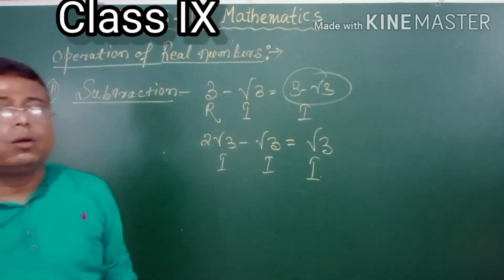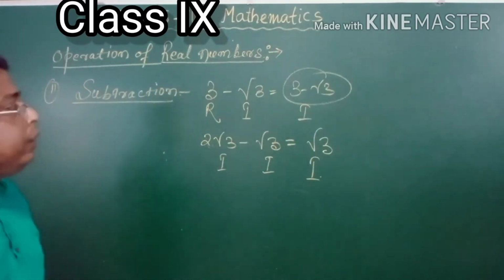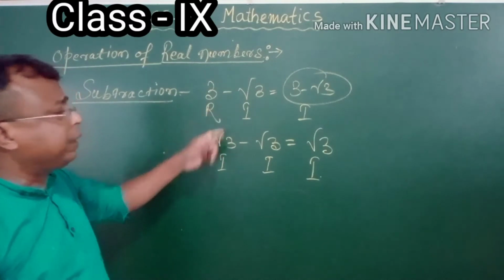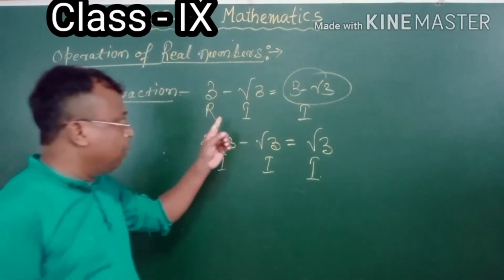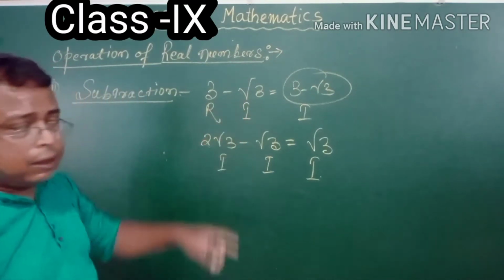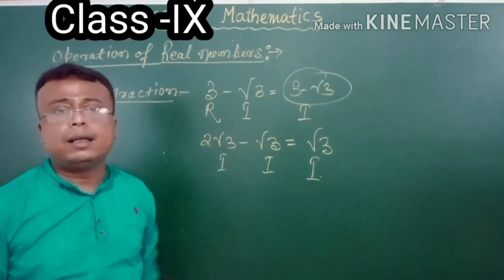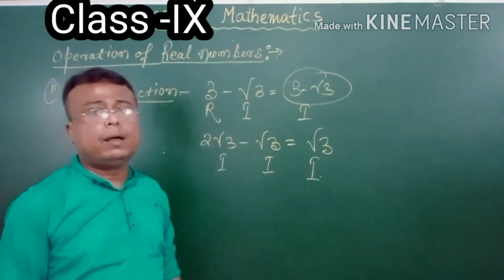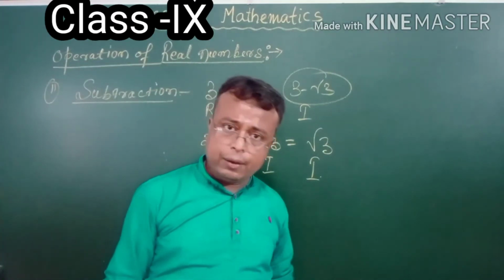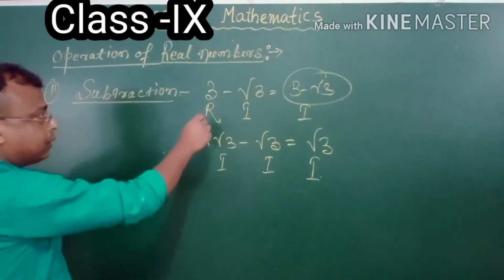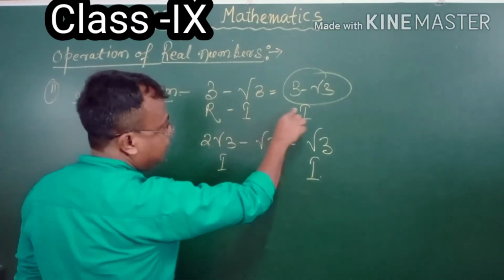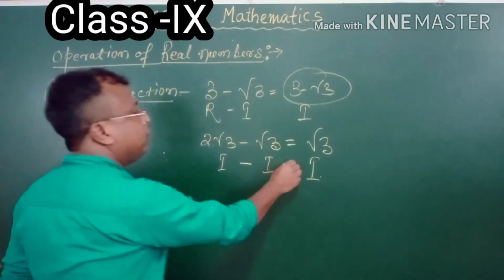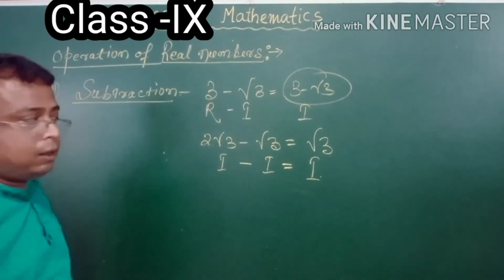So what did we come to know with the help of this example? We came to know if we subtract an irrational number from a rational number, you will get the answer irrational only. Similarly, irrational minus irrational, you will get irrational only. Is it clear to you? Okay, rational minus irrational is equal to irrational, and irrational minus irrational is equal to irrational only. Remember that one.